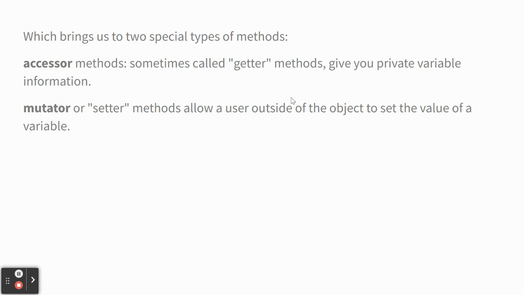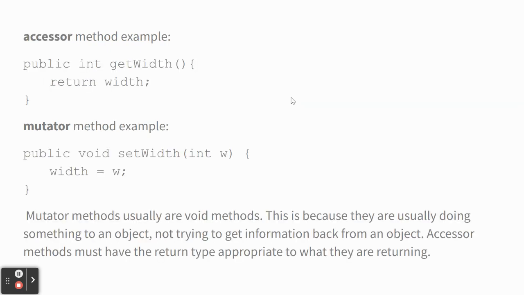So here's an accessor method example up at top. Get width, return width. It's really that simple. So that's an accessor method. A mutator method, I already gave you an example. This one doesn't have data validation, but you send over a new width and it sets it.